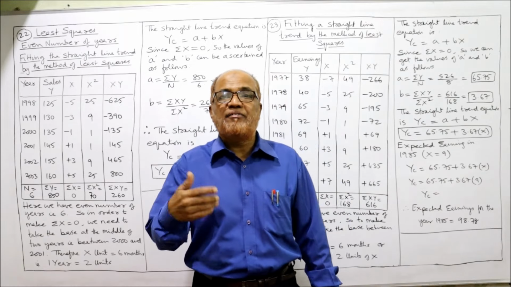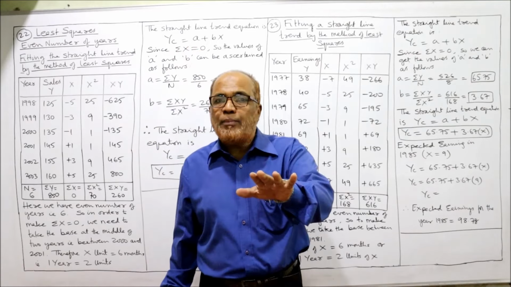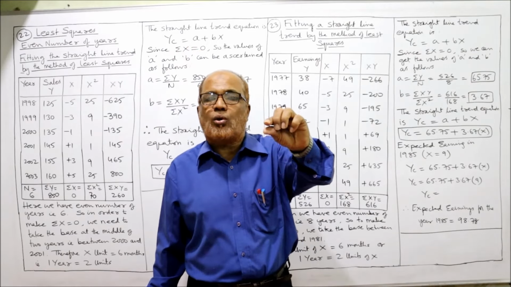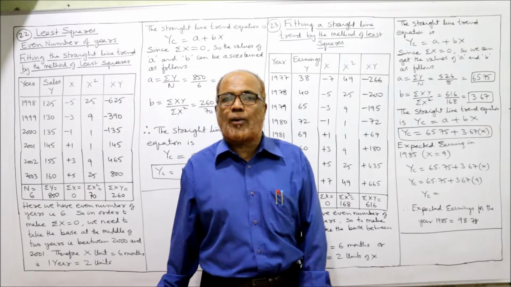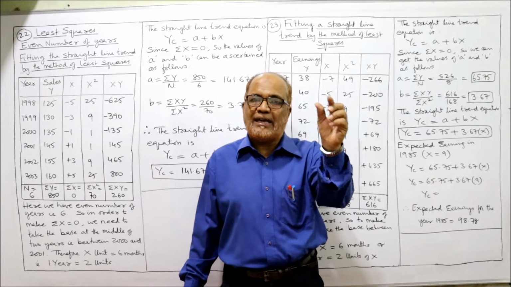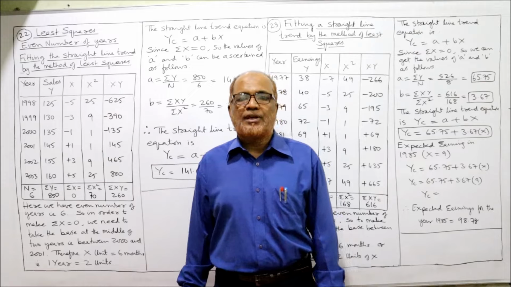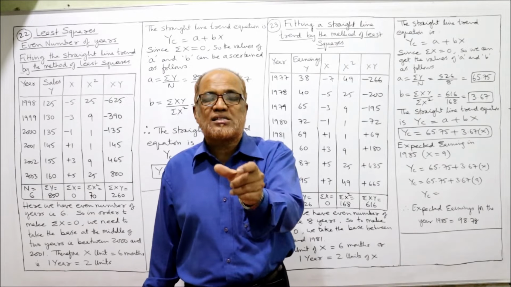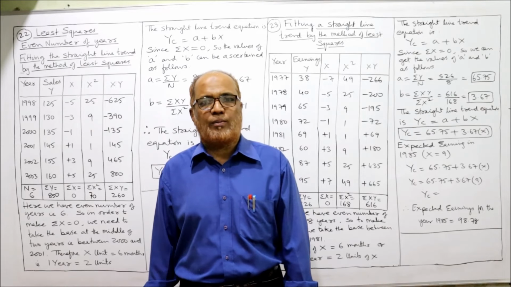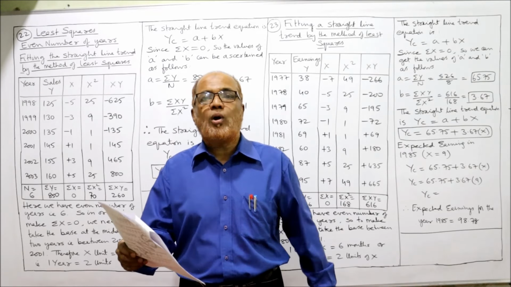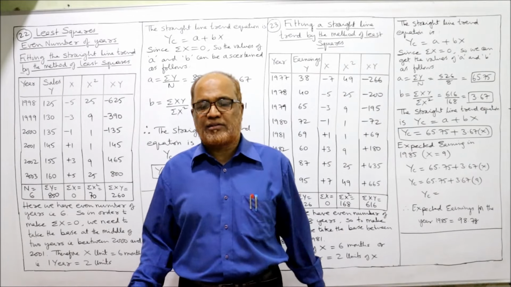In that case, it will be difficult to make summation x equal to 0. If we are unable to make summation x equal to 0, then as I told you in the previous video, we have to adopt the normal equation method to find the values of a and b. The shortcut method we cannot adopt if we don't get summation x equal to 0. So we have to get summation x equal to 0. Now I'll show you how to get summation x equal to 0 when we have an even number of years.